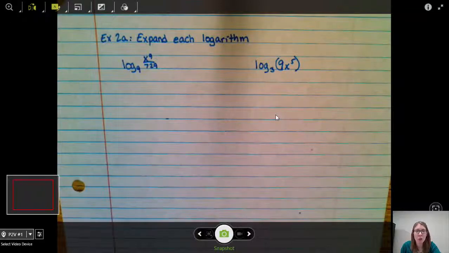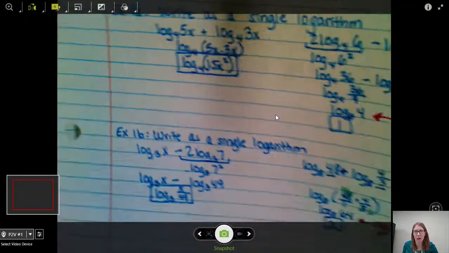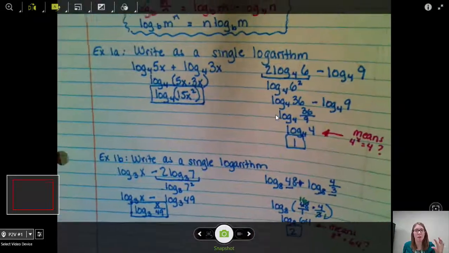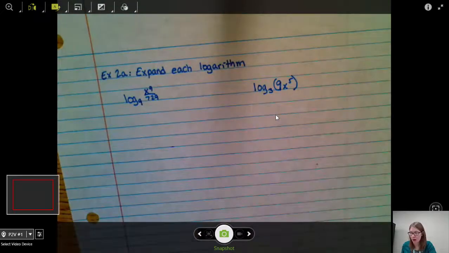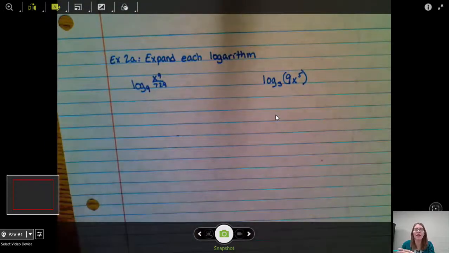Now in example 2a, we are going to go the other direction. Example 1 over here, we took our multiple logarithms and wrote as a single log. Now we're going to go the other direction. We start off with a single logarithm and we want to expand it as much as possible.